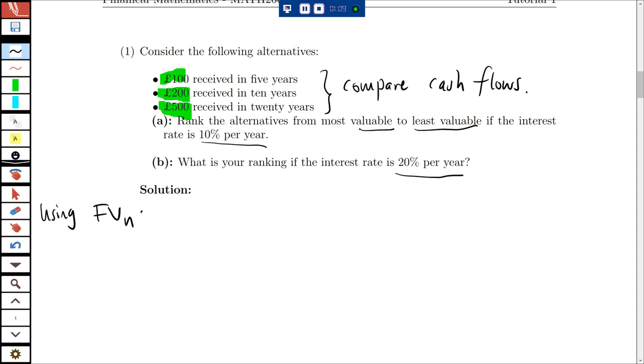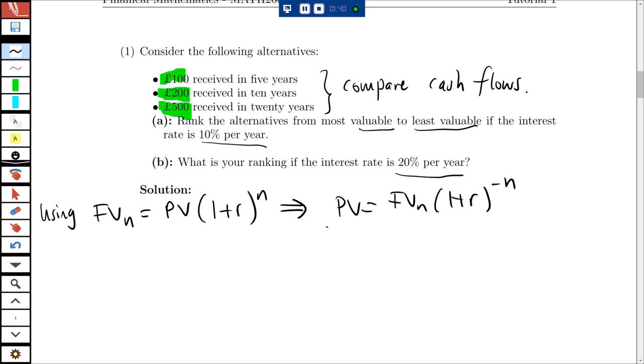Using the equation, the future value is the present value times 1 plus r to the n. We're going to use this equation for each of the cash flows. We've got different values of n. These are the years. Actually, I'm going to rearrange this. We want the present values. So the present value is the future value at time n times 1 plus r to the minus n. So we're going to use this equation for each of those cash flows.